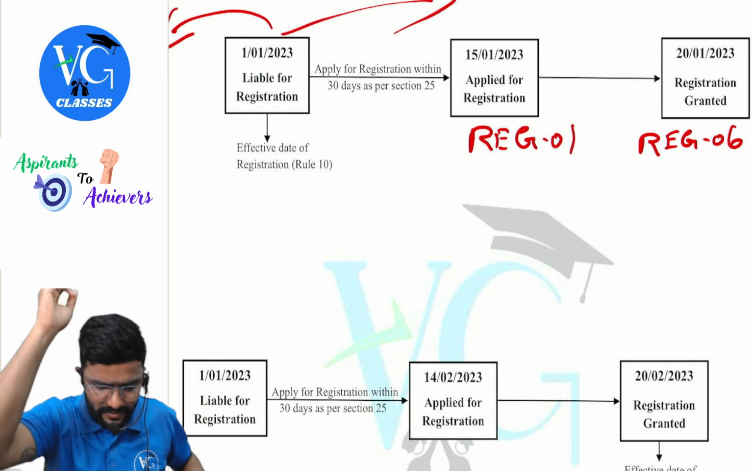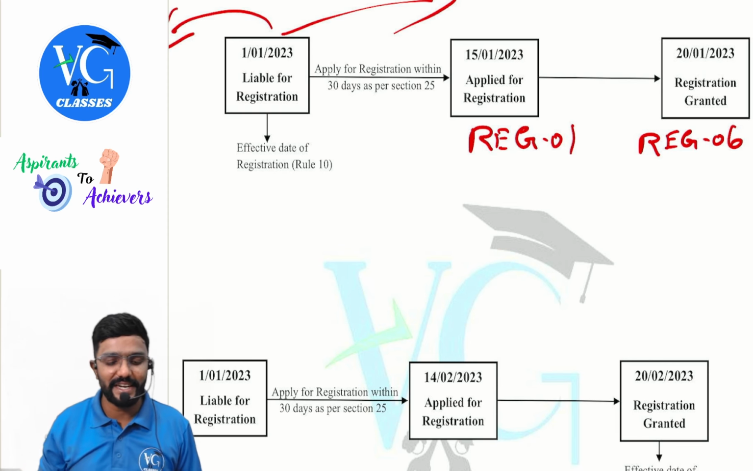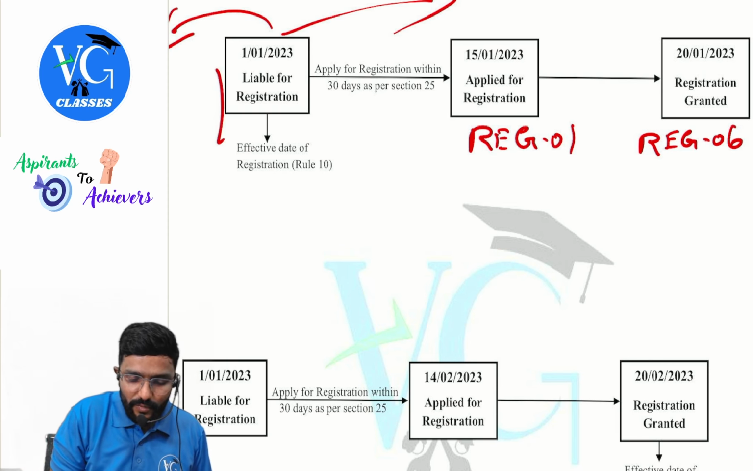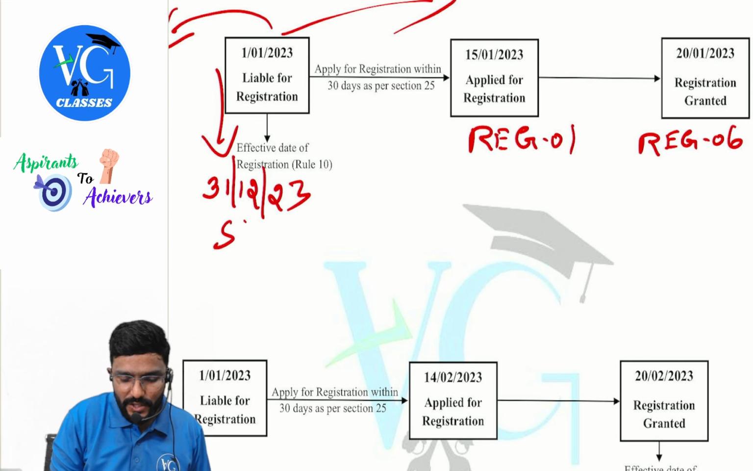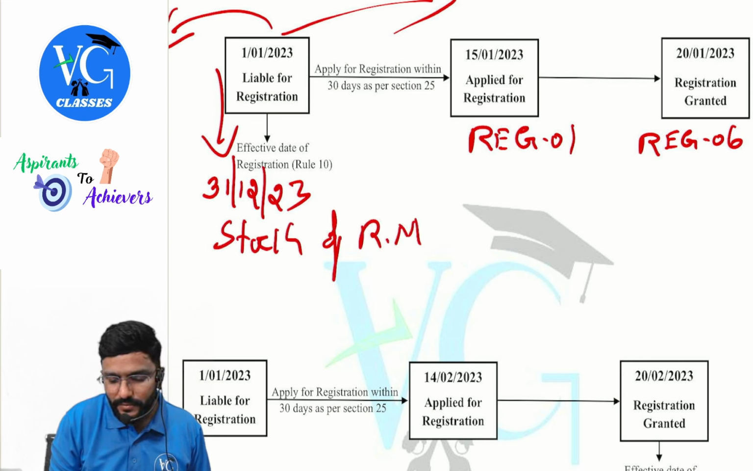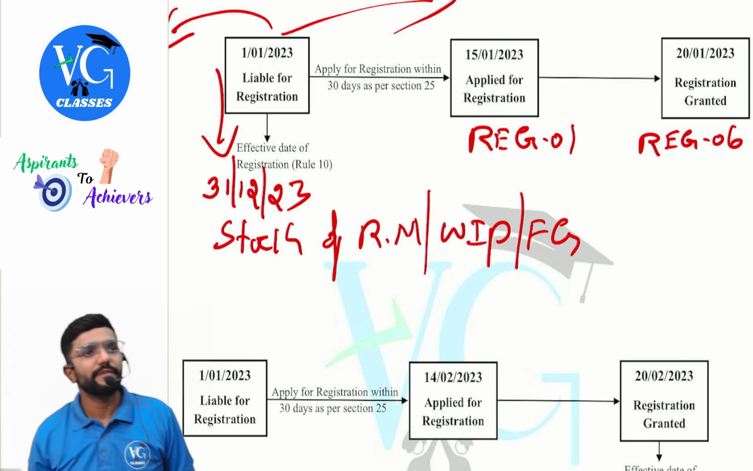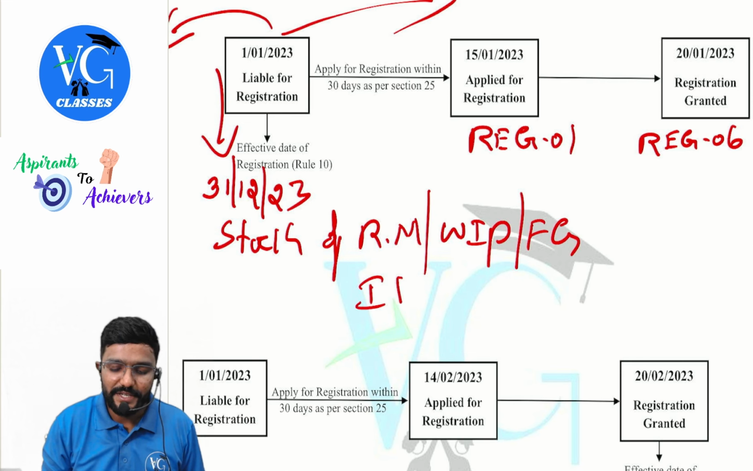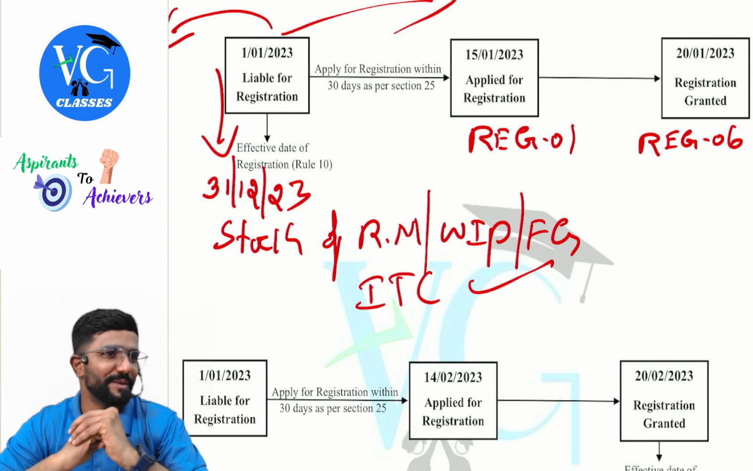Got it. Respond. Next. Now, in section 18, they are telling, sir, whatever you had on 31st December 23, that is the stock of raw material, WIP, and finished goods, we give the ITC for it, sir. Look at the beauty of how they are framed.